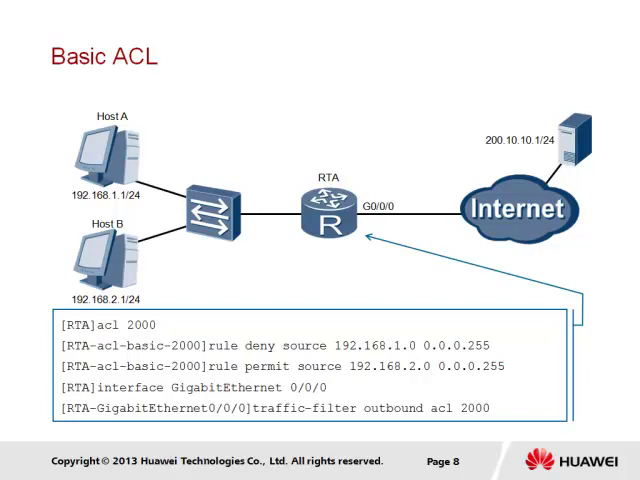We are expected to restrict any traffic originating from the 192.168.1.0/24 network, which includes host A, from being forwarded via the interface Gigabit Ethernet 0/0/0, whilst allowing traffic from the 192.168.2.0/24 network to flow freely. The configuration requires that the access control list be created based on a number in the relevant range. Here we are using the first number in the basic access control list range of 2000.